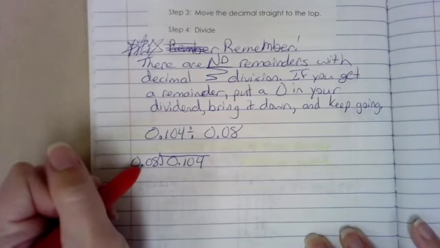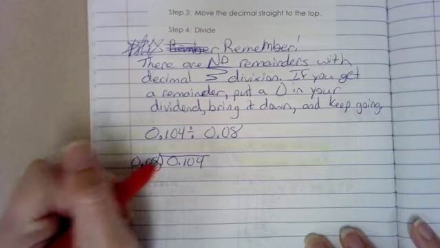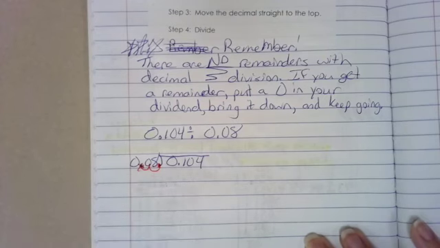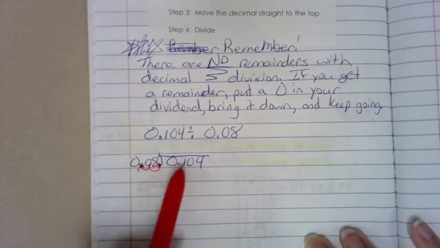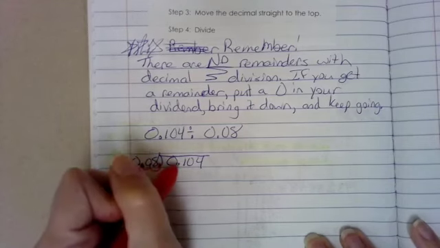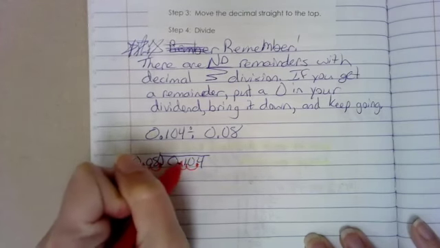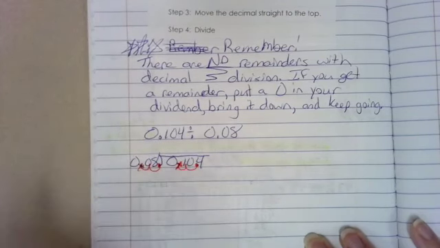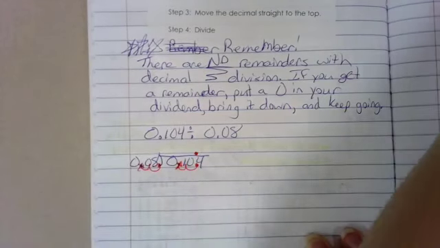So how many times do I need to move this decimal right to make this a whole number? 1, 2. If I move it 2 times to the right, now instead of 8 hundredths, I have just 8. Since I moved my decimal 2 times here in my divisor, I'm going to come and move it 2 times in my dividend. So I'm going to move it 1, 2. It is no longer right here, it is over here. Now everything is just the same as yesterday. We move it on up to the top.